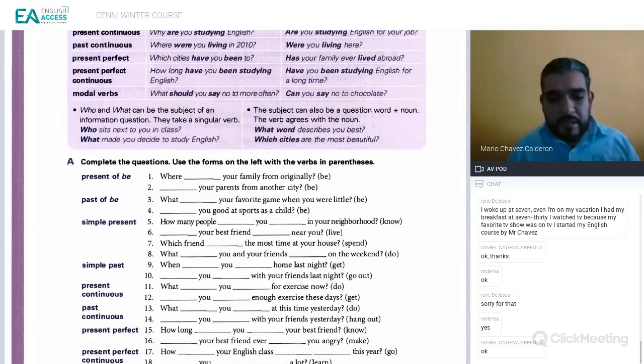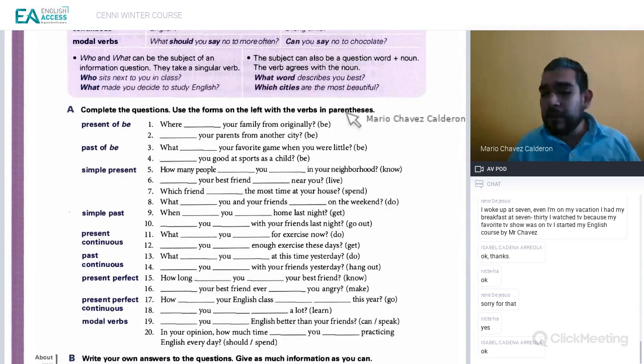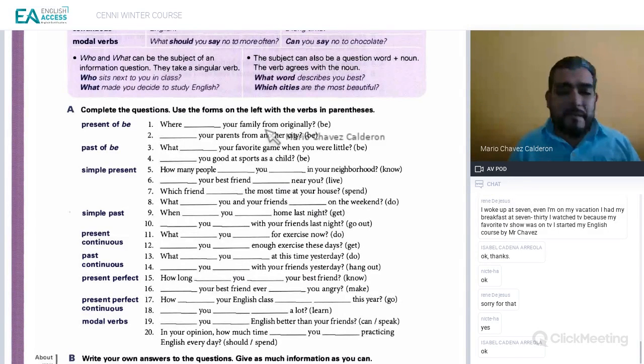Okay, so what you have here are some questions. You see? And I need you to complete these questions. The part that says complete the questions, use the forms on the left with the verbs in parentheses. And you have the questions and some words are missing. And you need to complete the words, okay, for homework, okay?